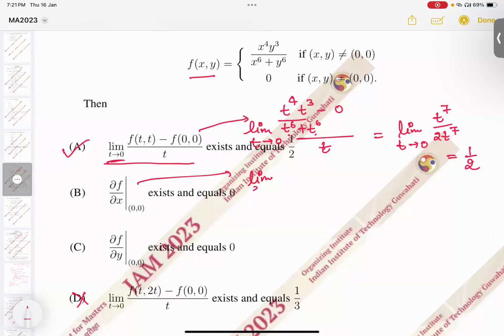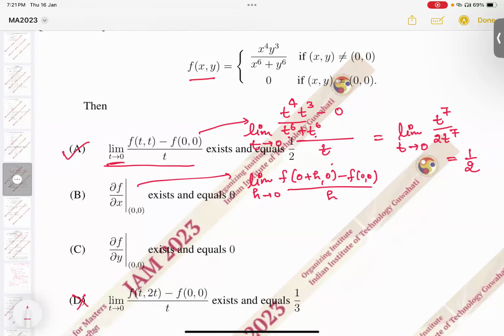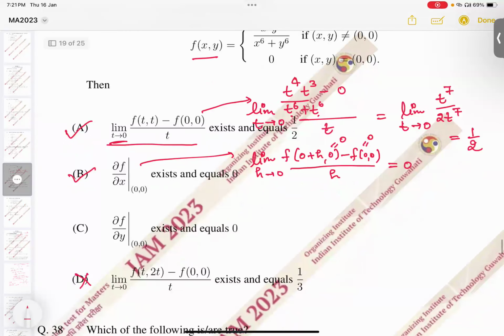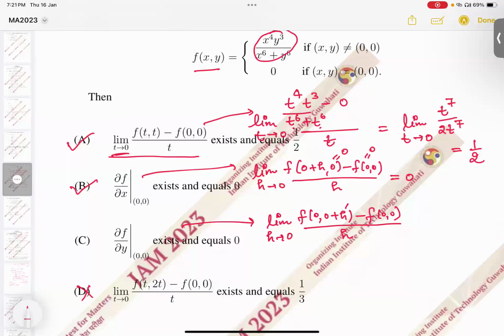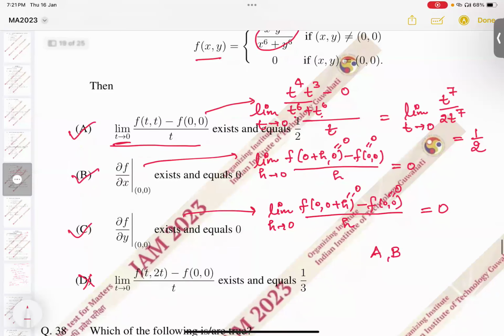So limit h tends to 0, f of 0 plus h, comma 0 minus f of 0, comma 0 upon h, right? If you put y equal to 0, then this part will be 0. This is 0 given, so this will be 0. This is true. Now similarly, if you solve this part, limit h tends to 0, f of 0, comma 0 plus h minus f of 0, comma 0 upon h. If you put x equal to 0 in the function, the function will be 0. This is 0, this is 0 given, so this will be 0. This is also true. So the correct options are A, B, and C.